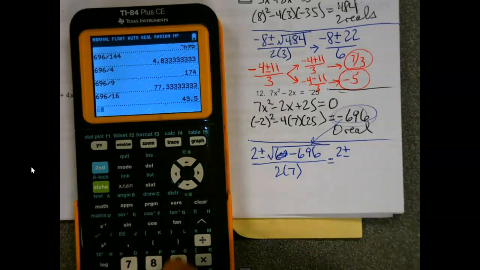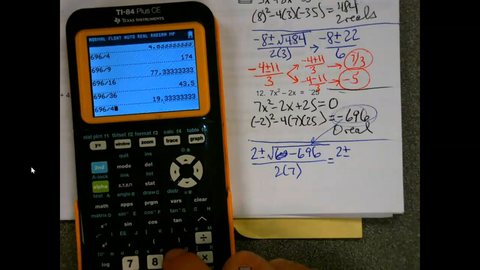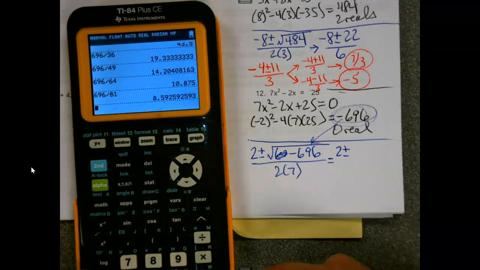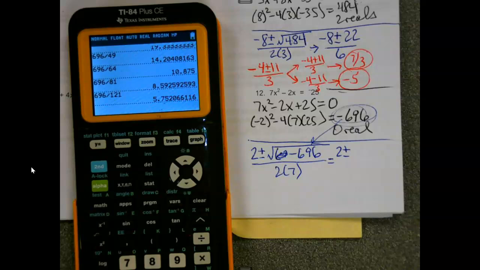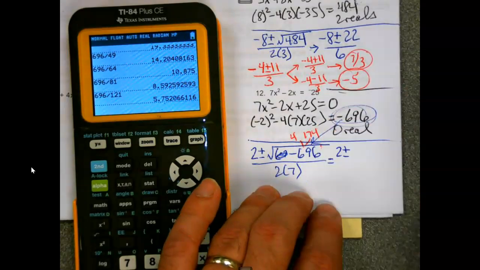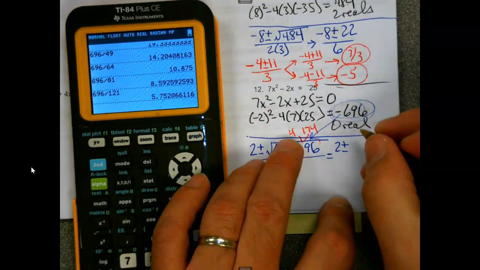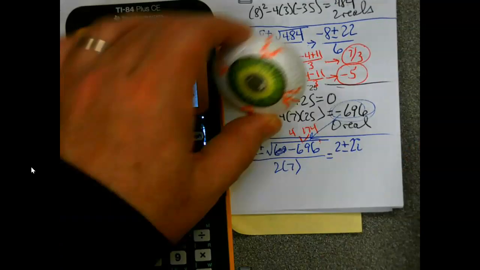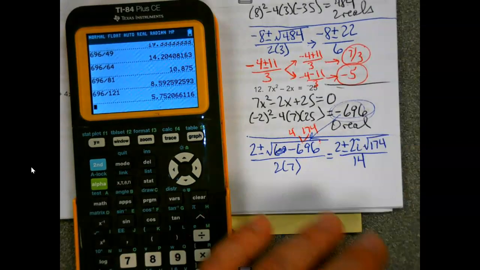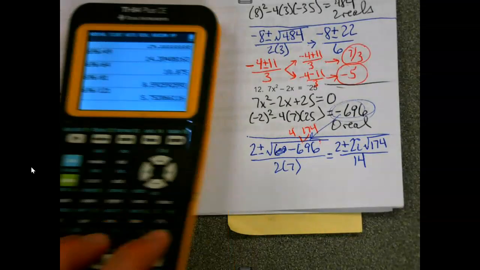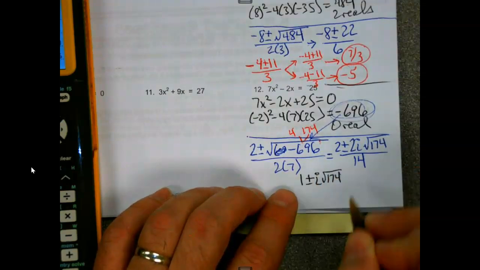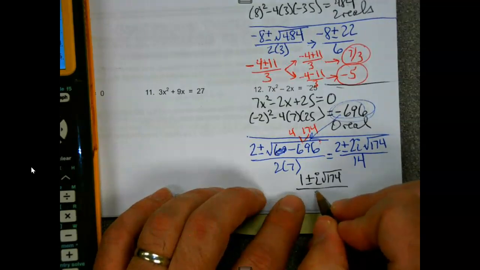We know 4 works. 4 might be the only one. Yeah, I think 4 is as good as it's going to get. So 4 and 174. Okay, that's kind of weird. So square root of 4 is 2. Don't forget to pull your i out. 174. Over 14. Yes, and then we can still take 2 out of everything. 1 plus or minus i over 7.